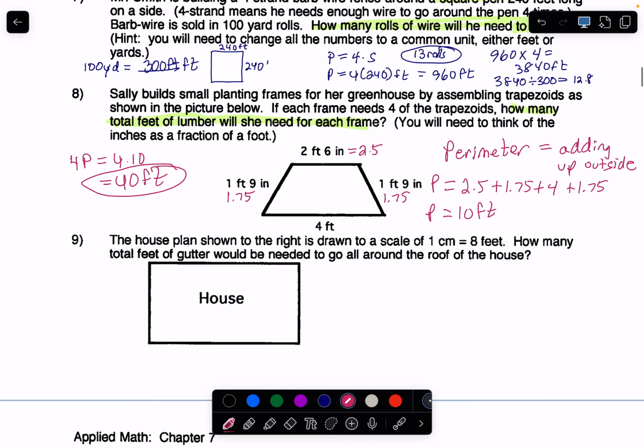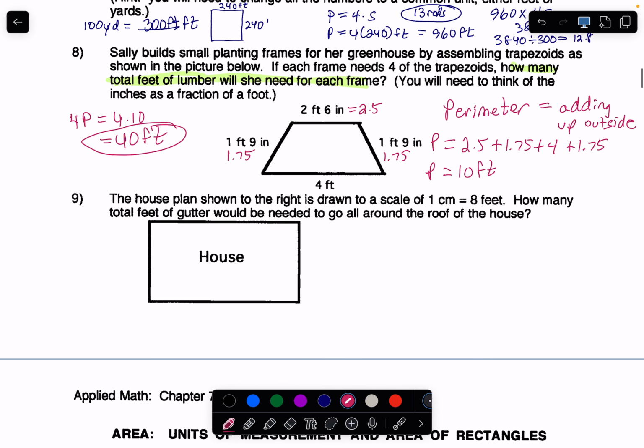Okay, let's move on, and let's do 9 together. It says the house plan shown to the right. I don't know, is that to the right? Anyway, underneath it is drawn to scale that a centimeter is equal to 8 feet. How many total feet of gutter will be needed to go around the roof?